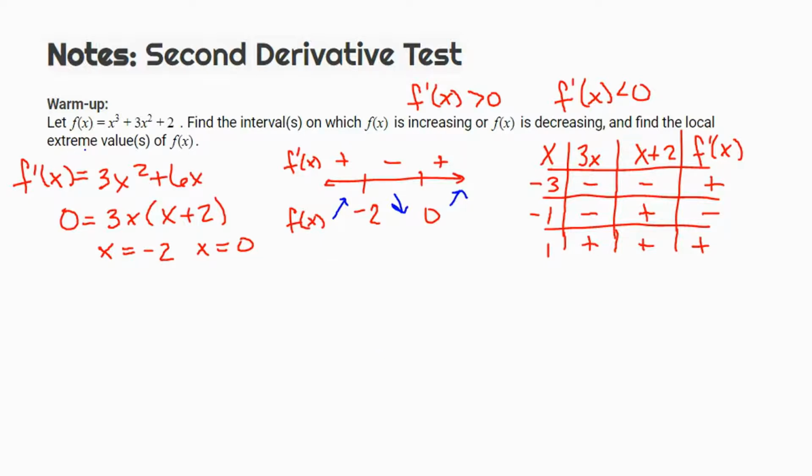We can locate our extreme values using our first derivative test. So at -2, because my derivative goes from positive to negative, I know that this value is going to be a local maximum. And at 0, because the derivative goes from negative to positive, I know that this value is going to be a local minimum.